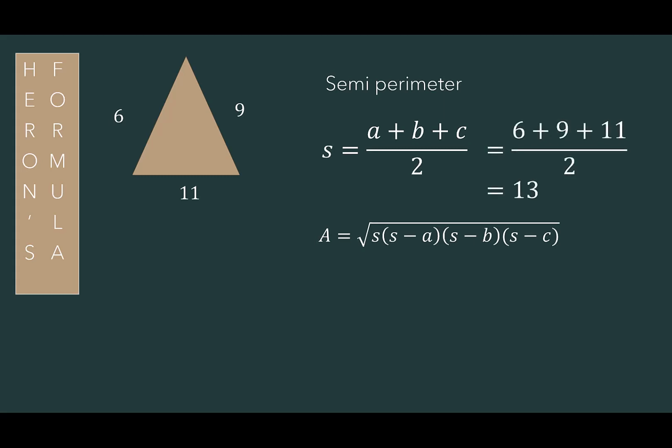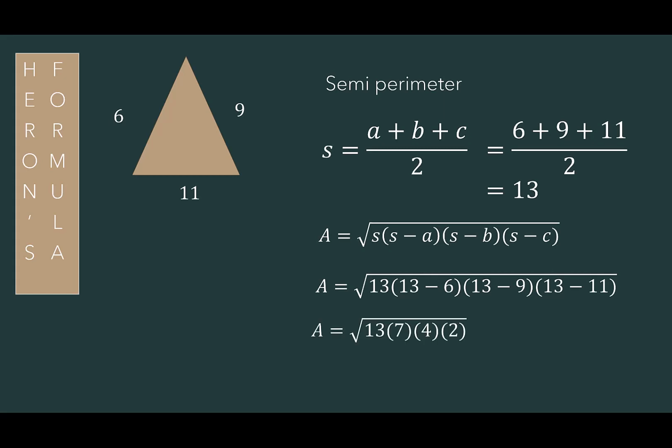Now that I have my semiperimeter, I'm going to use my formula for area. I'll put in the 13, and then I'll subtract each of the sides from this value of 13. I can simplify that a little to make it easier to put in my calculator. So instead of having the square root of 13 times 13 minus 6 times 13 minus 9 times 13 minus 11, we'll use the simplified version of the area, which is the square root of 13 times 7 times 4 times 2.